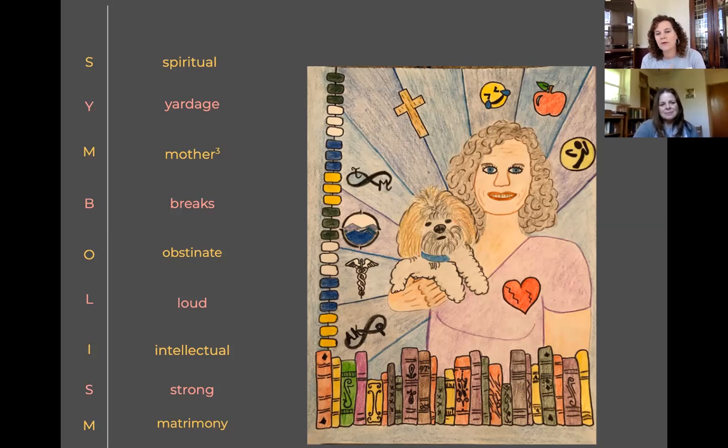And finally, M is for matrimony because my marriage to my husband is very important to me. And I have spent more of my life married than not married. And also it's on the front of my mind because my oldest son is getting married next month. So there you go. There's my self-portrait.